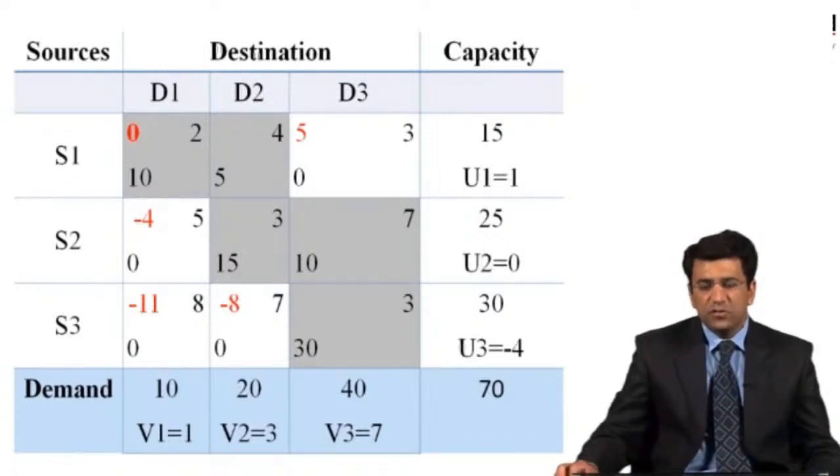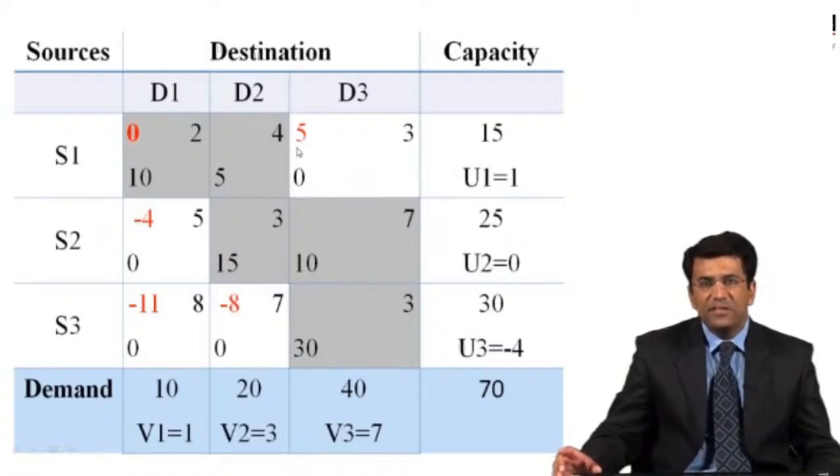Again students, for the condition of optimality, we are interested in the negative shadow cost for the different non-occupied cells. But from this particular table, you can see that there is a shadow cost which is positive for this cell S1D3.